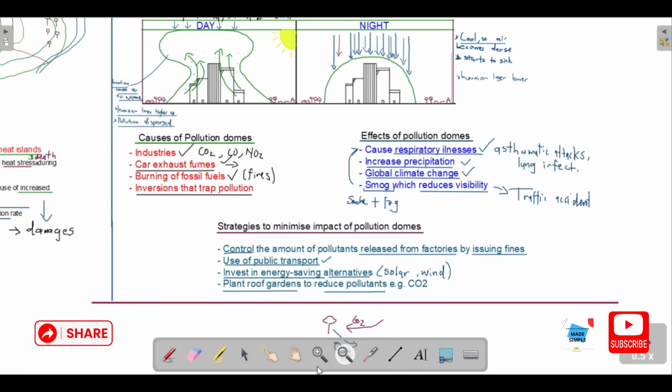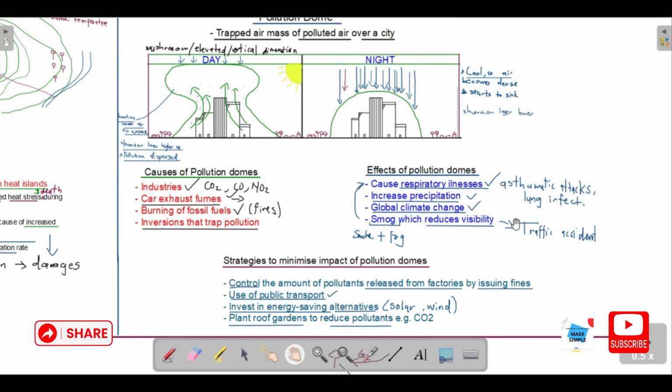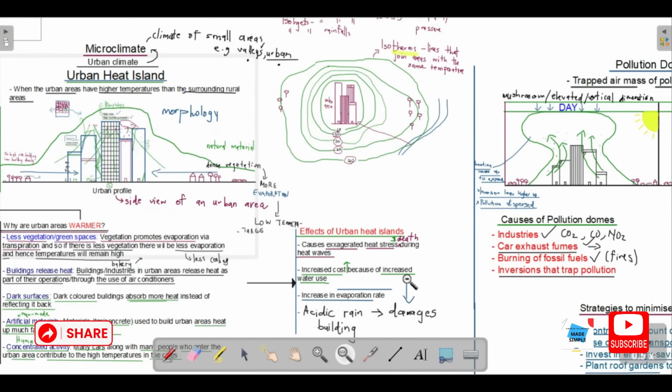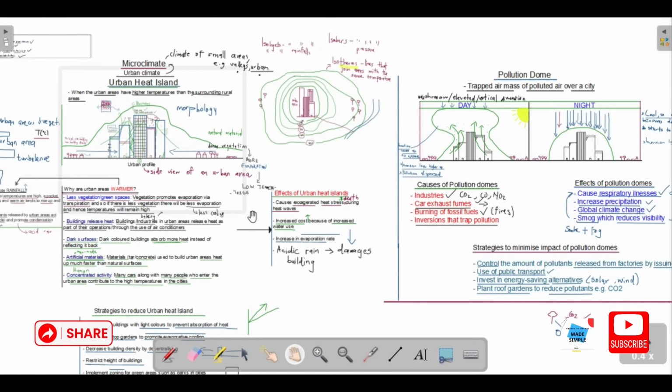So I hope that was made simple, guys. I hope you now have a better understanding of city climates, urban climate, and I hope this was very helpful, and I pray it comes in handy when you are writing your assessments.